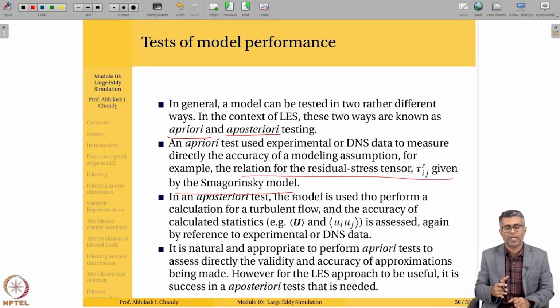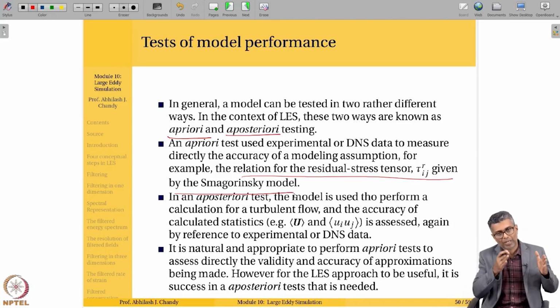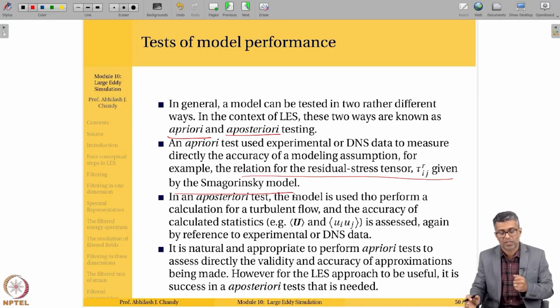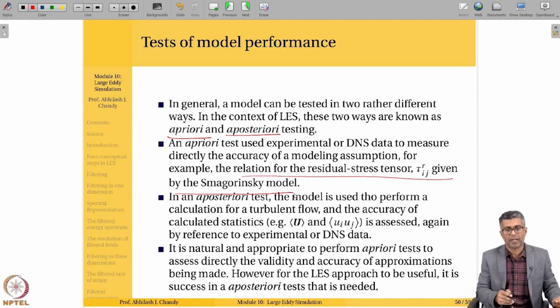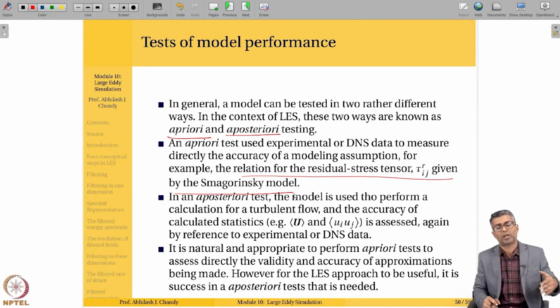In the a posteriori test, that's pretty straightforward. You actually do an LES calculation, and the accuracy of the LES model is assessed by comparing filtered velocity averages or Reynolds stresses to experimental or DNS data that is out there. So you compare statistics to statistics from DNS data or statistics from experimental data.